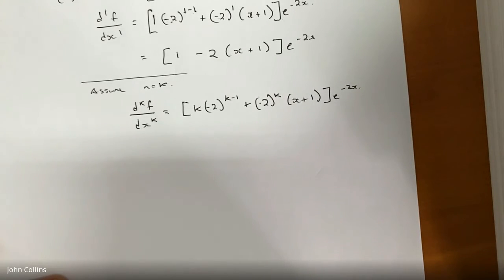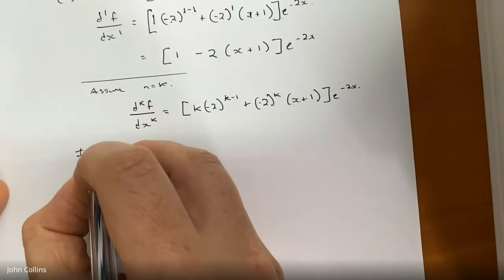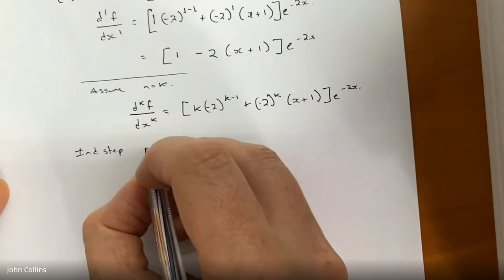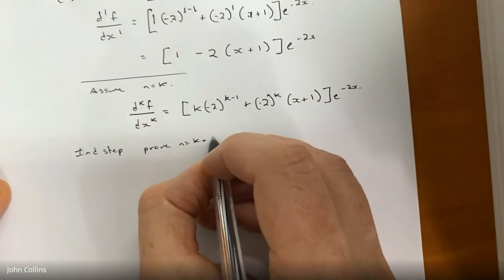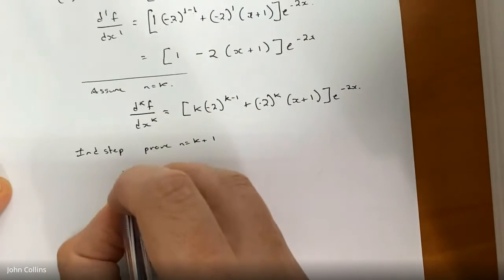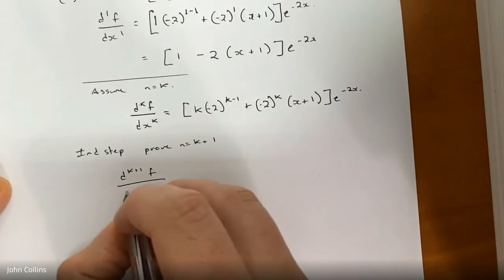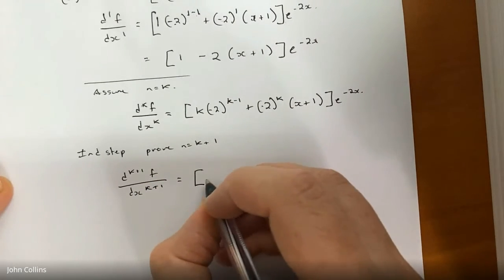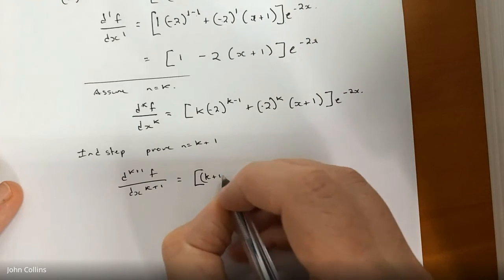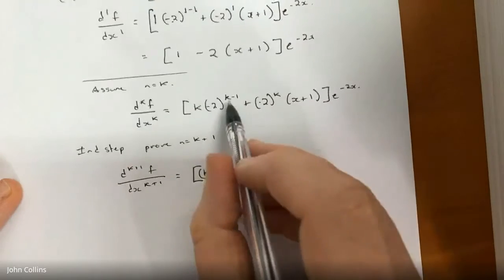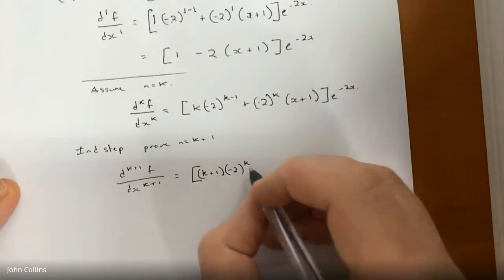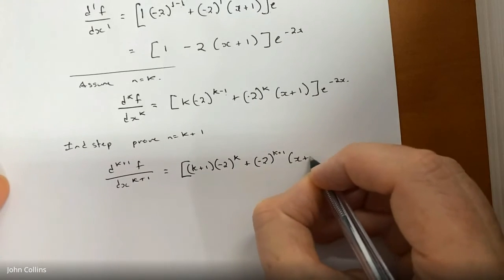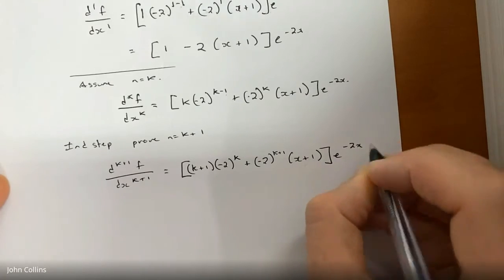So for the inductive step, I'm trying to prove this holds for n equal to k plus 1. So let's do the k plus 1 bit first. That's d^(k+1) f over dx^(k+1). For any derivative, it will follow this formula. I'm just going to keep replacing k with k plus 1. That was k minus 1, adding 1 is just going to make it k. That k becomes k plus 1, and then we have x plus 1, e to the minus 2x.